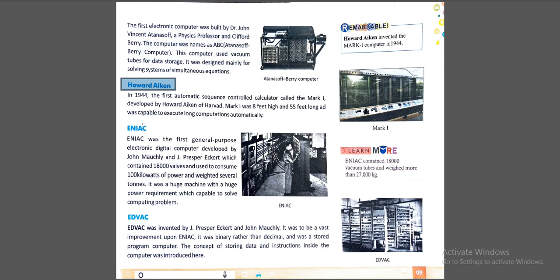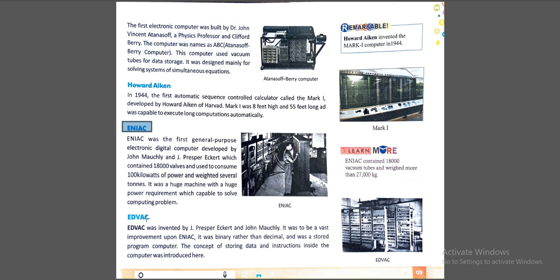Next is the ENIAC. ENIAC was the first general purpose electronic digital computer, developed by John Mauchly and J. Presper Eckert, which contained 18,000 valves and consumed 100 kilowatts of power. It was a huge machine with a huge power requirement, capable of solving computing problems.